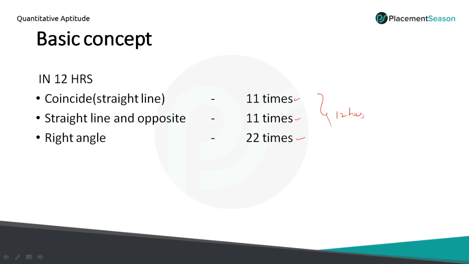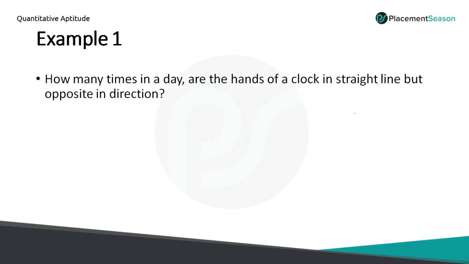Now let's look at a simple problem based on this. How many times in a day are the hands of the clock in straight line but opposite? We have discussed straight line and opposite means 11 times in 12 hours. What is our question? How many times in a day? So there are 24 hours. So in 24 hours it will be 22 times.